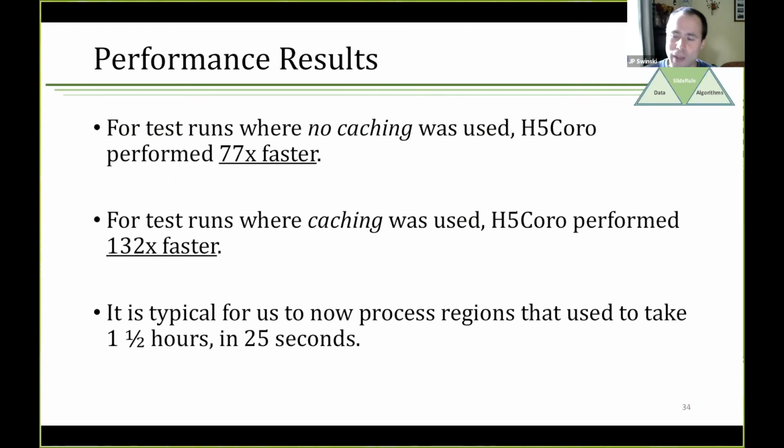So, you can always look at these in different ways. If you look at the original data sets when no caching is used, when you add it all up, H5Coro is 77 times faster in our testing than the HDF5 library. Now, when you factor in caching for both, caching on the HSDS side and caching on H5Coro, then it goes up to about 132x performance increase.